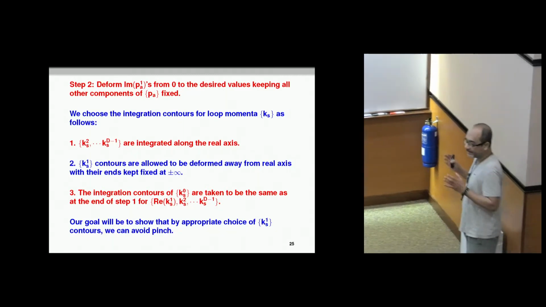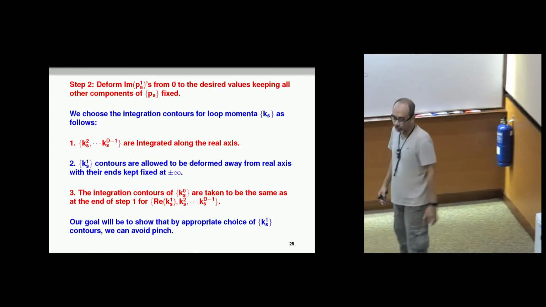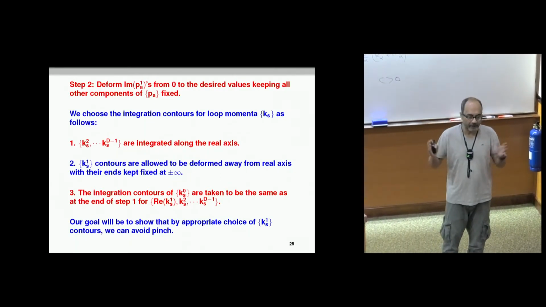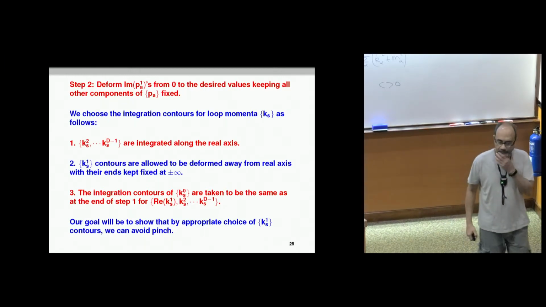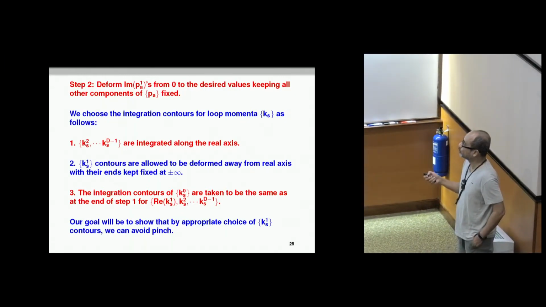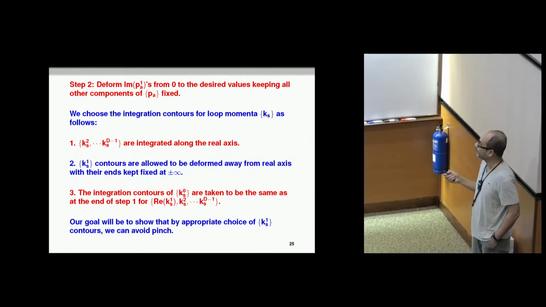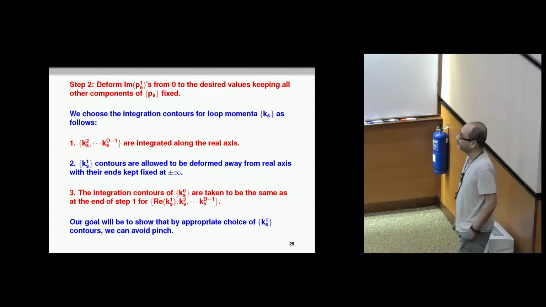Again it's up to me to choose the loop momentum integration contours as long as I can find one which avoids singularities. So we'll choose the loop momentum integration contours such that K2 to KD minus 1 are all integrated along the real axis. K1 we cannot keep fixed along the real axis, so you have to allow it to be deformed away from the real axis, but the ends of course have to be fixed at plus minus infinity.